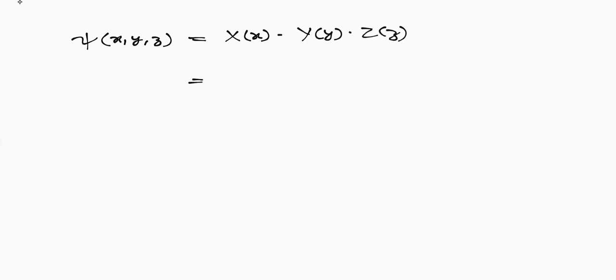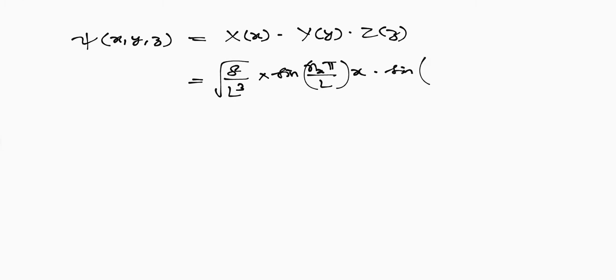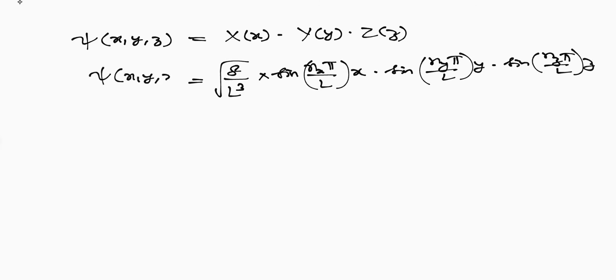Now if you multiply these three, you will get the square root of 2 by L here, the square root of 2 by L here, and the square root of 2 by L here. If you multiply, you will get the square root of 8 by L cube into sine nx pi by L into x, into sine ny pi by L into y, into sine nz pi by L into z. So this is the time independent wave function for a particle present in a cubical box. Now what is the energy?